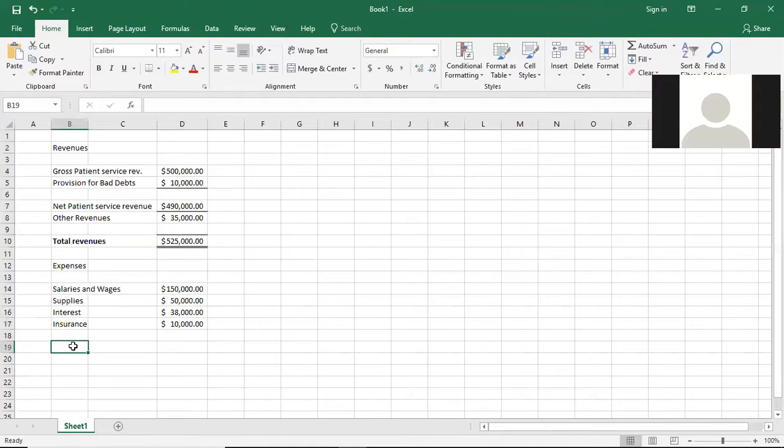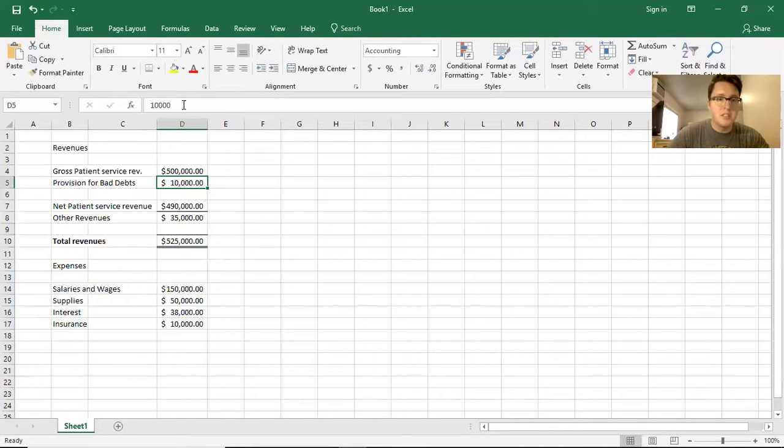Can you list your provisions for bad debts as negative 10,000? Yeah, you can do that if you want to put it in parentheses. That's what Excel will do. Or if you actually put negative 10,000 on your sheet, either way you can do that, and then that kind of shows you what you're left with.